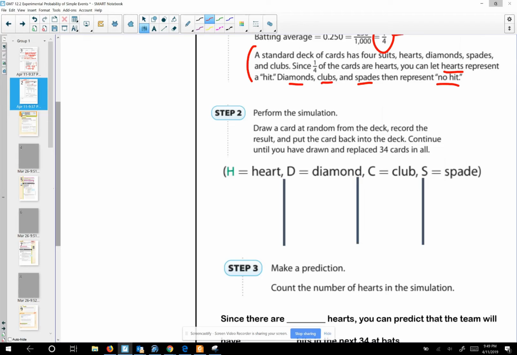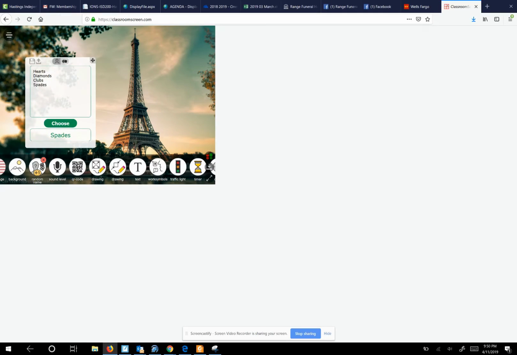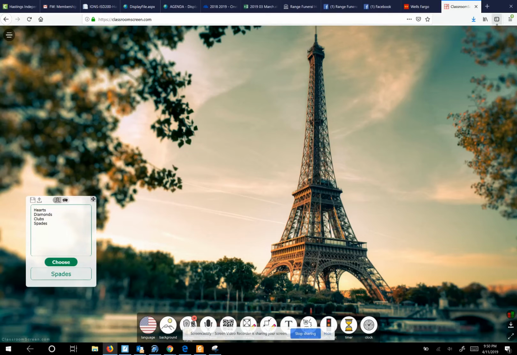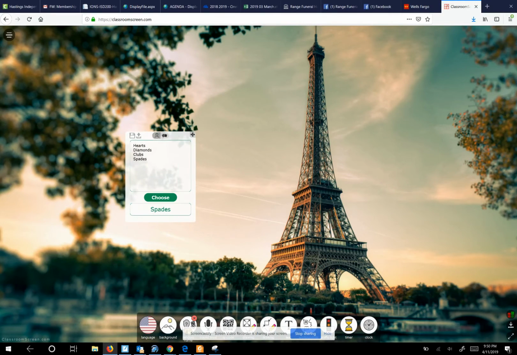I've got my random screen generator that we're going to use, and we've got to keep track of 34 of these. 34 times we're going to come up with this simulation. So I've got my little simulator here that says hearts, diamonds, clubs, and spades. And what we're going to do is run this 17 times, okay? So here we go. I'm just going to start running this, and I'm going to need you to keep track with tally marks in that frequency table.